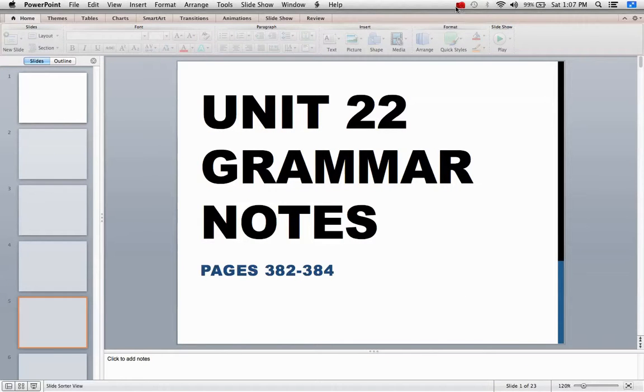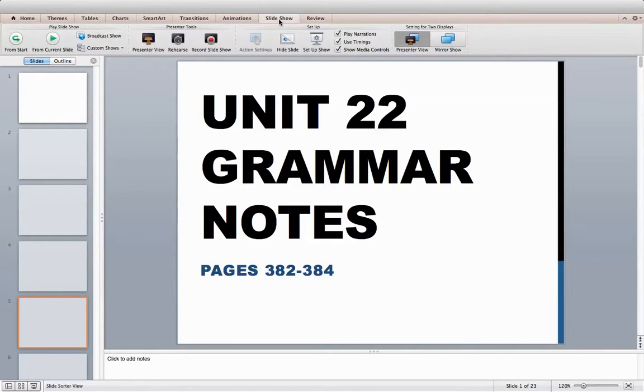Okay, let's look at Unit 22 grammar notes, which are on pages 382 to 384. This repeats some information that you have already seen.